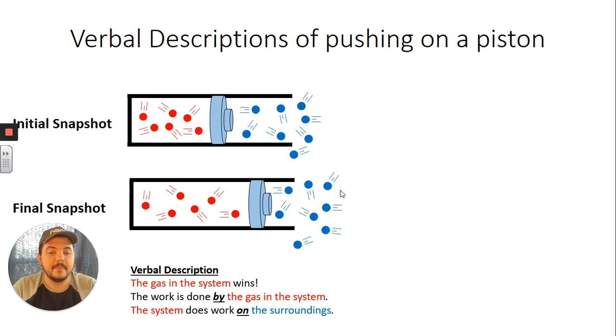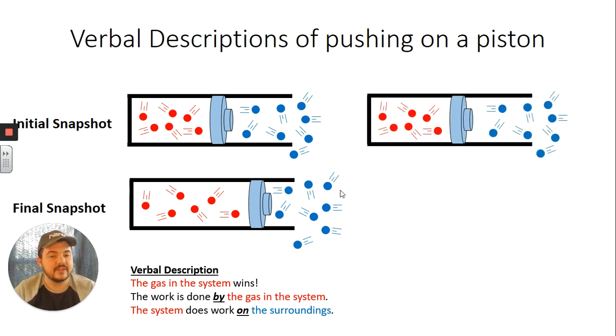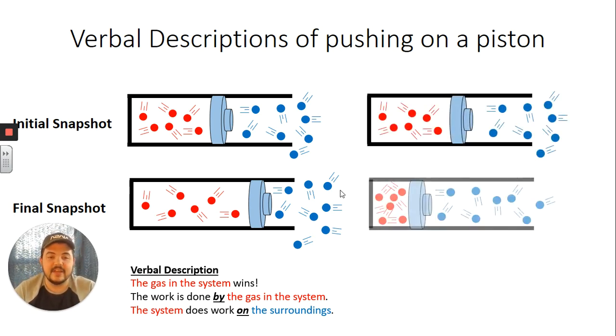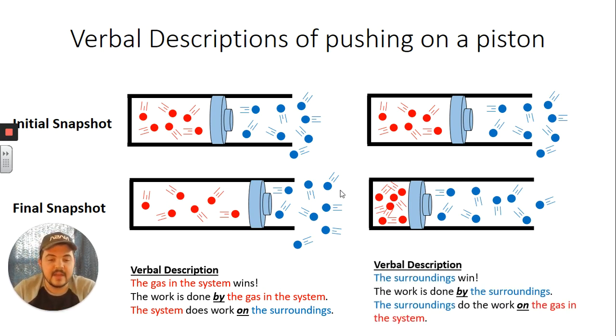Let's look at the other possible scenario. Our initial snapshot looks identical, but now let's look at the case where the atmospheric gas outside of our cylinder wins and pushes that cylinder to the left, compressing the red gas inside of the cylinder. Here we would say that the surroundings won, so the work is done by the surroundings. Another way to say that is that the surroundings do work on the gas that's in the system.